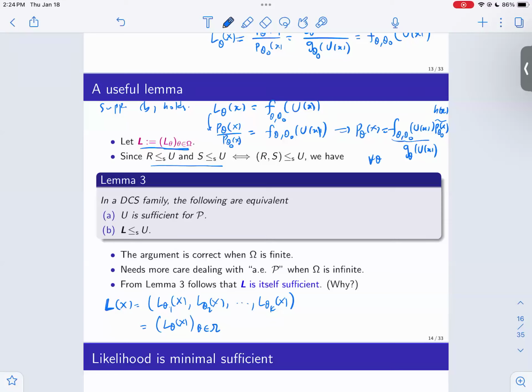Right. We say L, not L theta. Yeah, the entire L itself is sufficient. Yes.